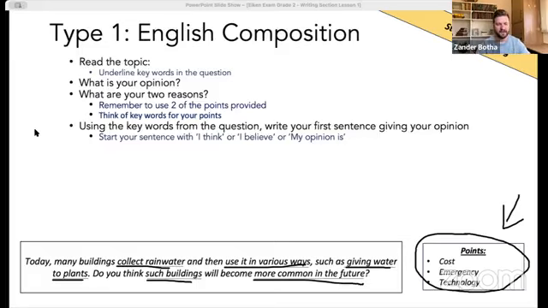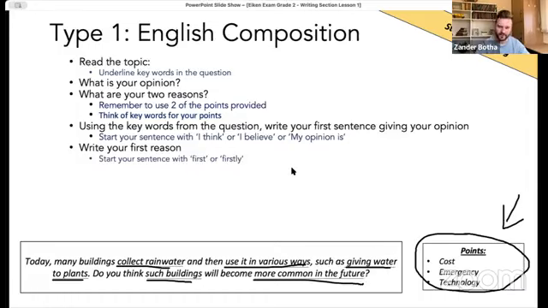All right. Now that you have your first part written, we will move on to part number 2, where, remember, you need to write reason number 1, your first reason. And can you remember which words you start reason number 1 with? That's right. We start with first or firstly. Okay, we start with one of those two words. All right. Also here, remember to use one of the points provided.